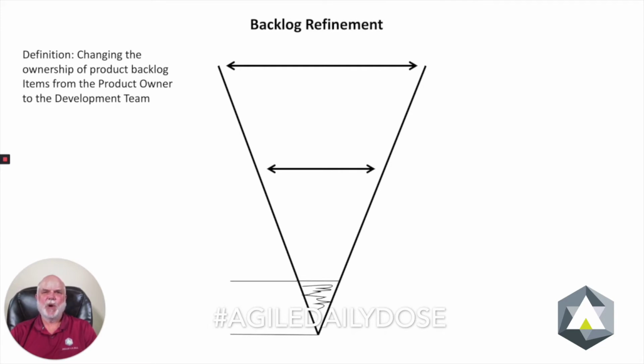There needs to be a transition between the two, and that happens during backlog refinement. Second, who does what? Well, the product owner is responsible for understanding what we're going to build and why we're going to build it, while the development team decides how we're going to build it.